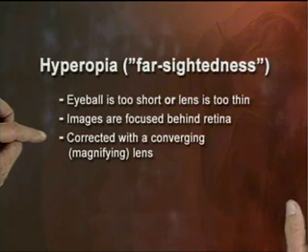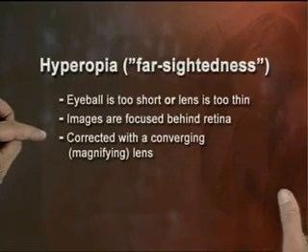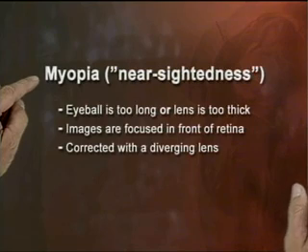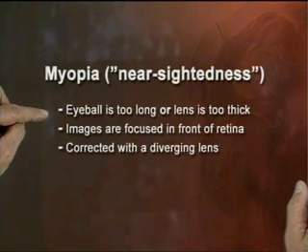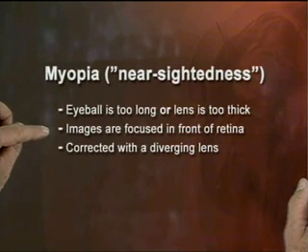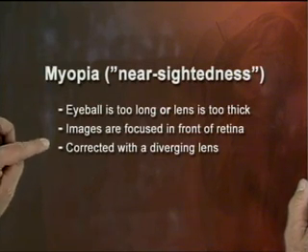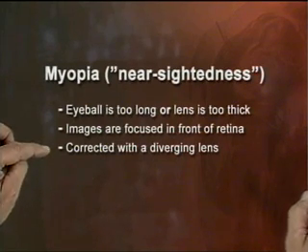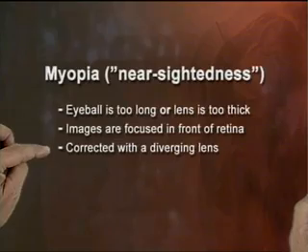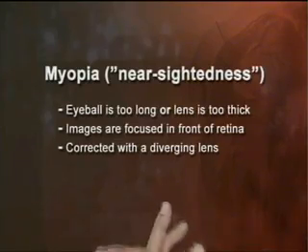On the other hand, myopia, next graphic, also called nearsightedness: the eyeball is either too long or the lens is too thick. And the problem is the focal point is in front of the retina. And we're going to have to correct that with a diverging lens, one that is thinner in the center and thicker on the edges. All right, I want to talk a little bit about that retina now.